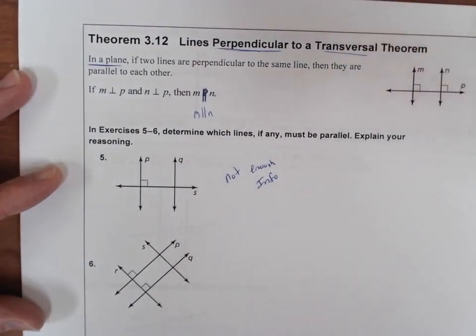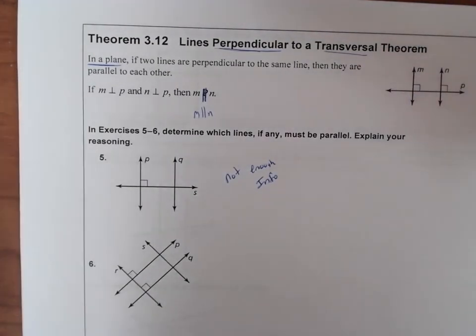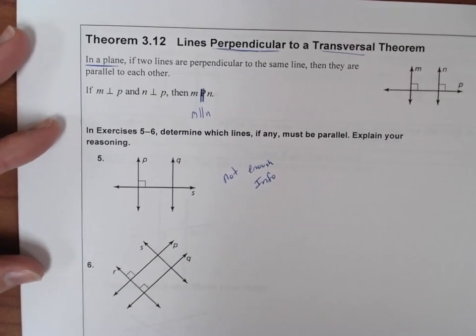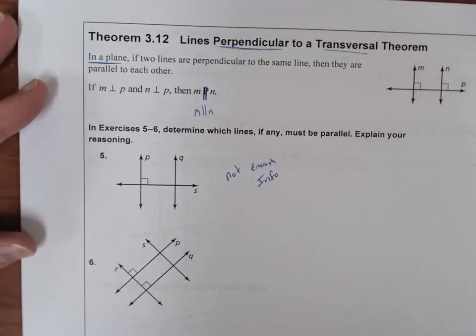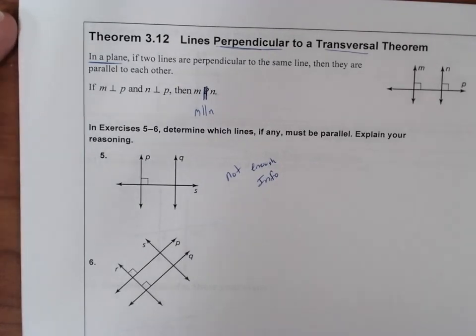That just means we can't have lines on different planes parallel. They may not even intersect each other. So if you think about a line on the front wall of your classroom and the line on the back wall of your classroom, they could be parallel to each other, but if they're not in the same plane, then this rule doesn't apply.